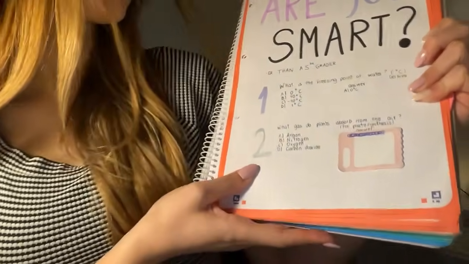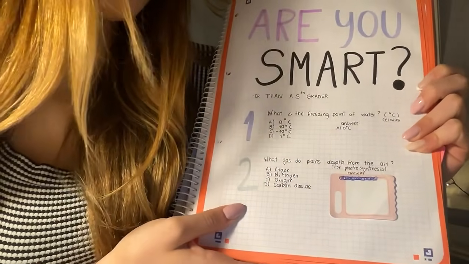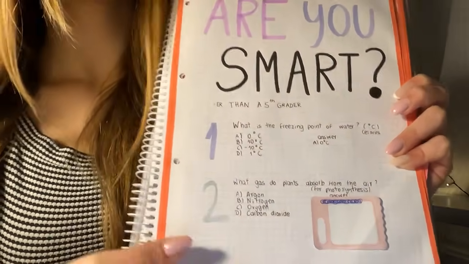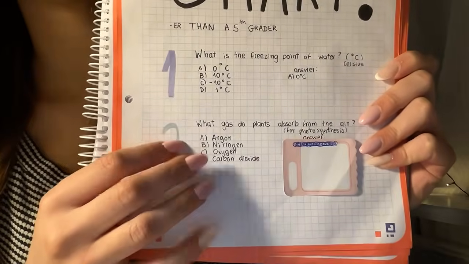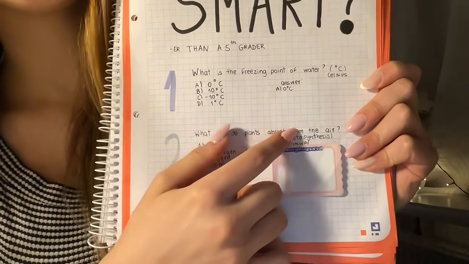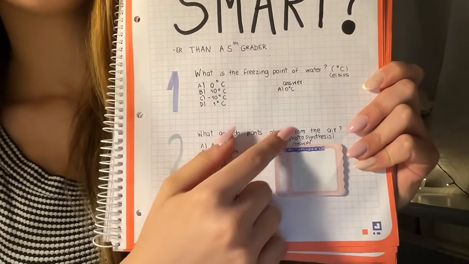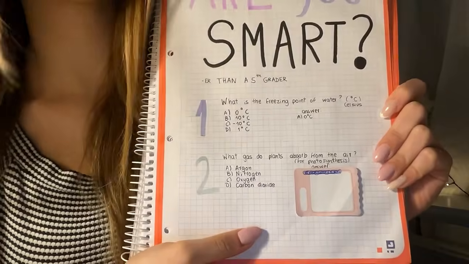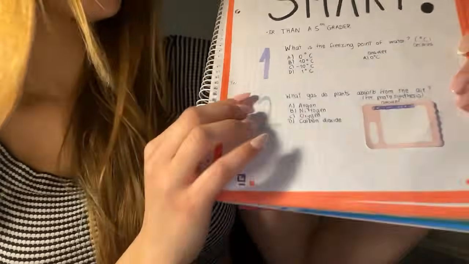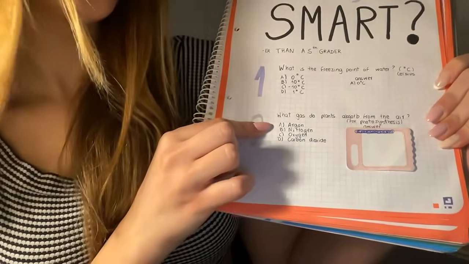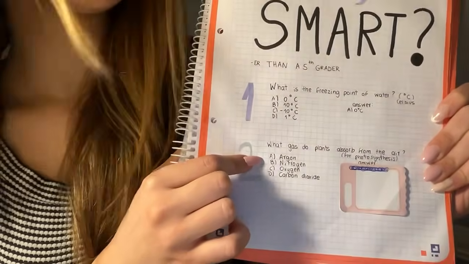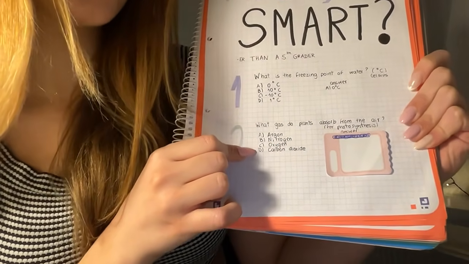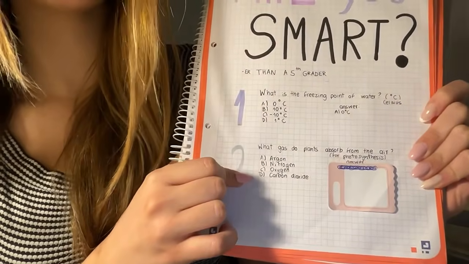And question 2 asks, what gas do plants absorb from the air during photosynthesis? So, again, we have our options. What gas do plants absorb from the air for photosynthesis? Okay, is it option A, argon? Is it option B, nitrogen? Is it option C, oxygen? Or is it option D, carbon dioxide?